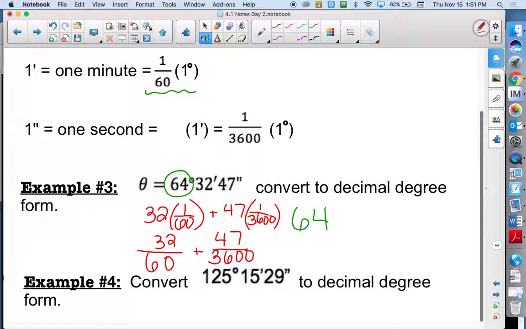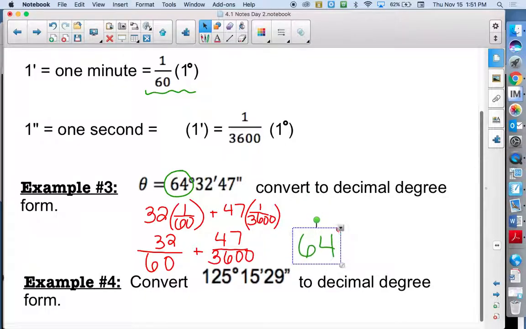And they need to be added together because they're going to increase our angle by that amount. So it's going to be 64 degrees, but it's a little bit extra because we're moving a little past 64 degrees. So if you take 32 60ths and add it to 47 3,600ths. And I'd say we'll try and keep about 3 decimal places here. Chelsea, what do you have?